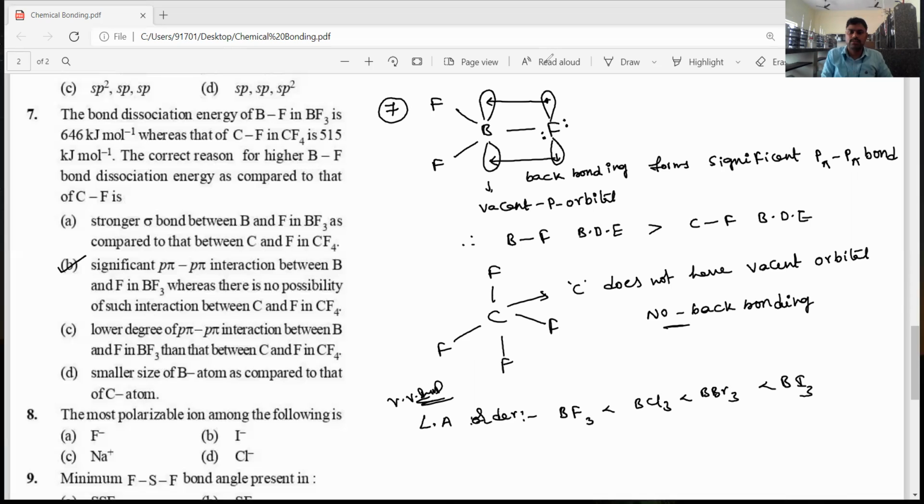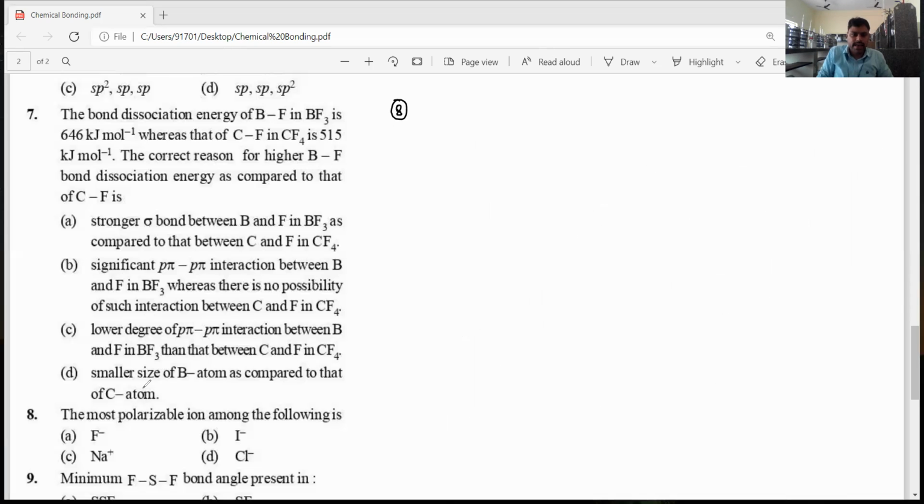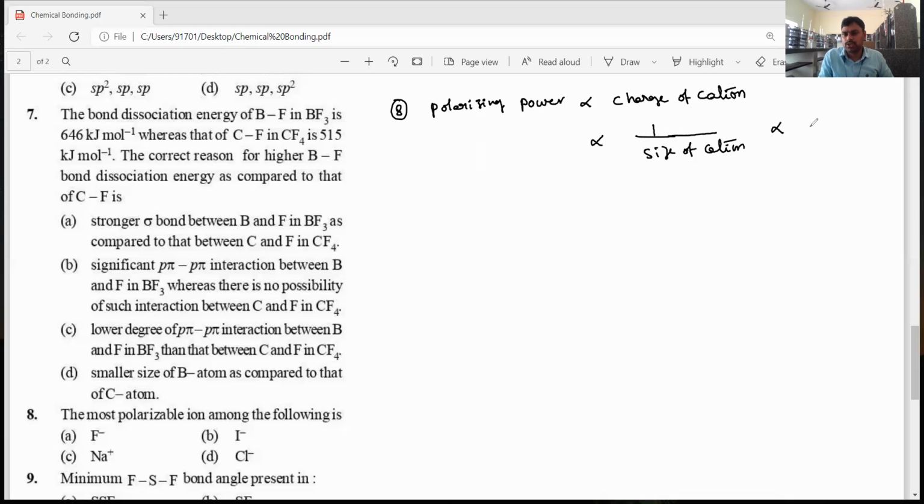Let's see the 8th question. The given 8th question is which has more polarizability. Polarizability means we need to remember Fajan's rules. Polarizing power is directly proportional to the charge of the cation, and polarizing power is related to cations. Charge of the cation is inversely proportional to the size of the cation, and polarizing power is directly proportional to covalent nature.